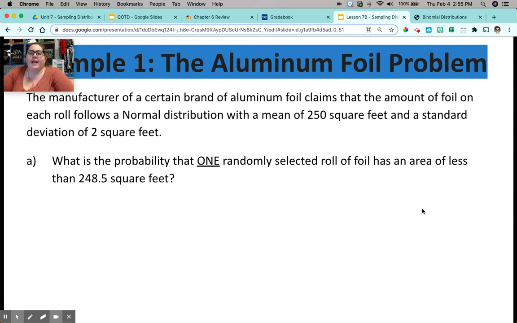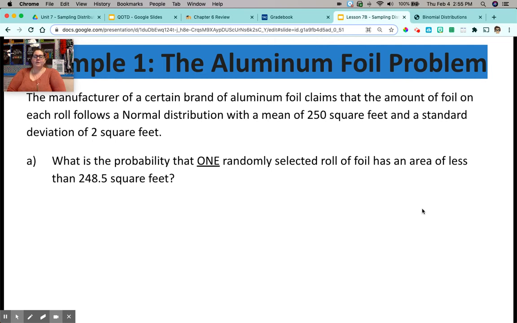So I started here with a kind of warm-up example. The manufacturer of a certain brand of aluminum foil claims that the amount of foil on each roll follows a normal distribution with a mean of 250 and a standard deviation of 2. We want the probability that one randomly selected roll has an area less than 248.5 square feet. So we're finding the probability for one single roll. I want you to think for a second about how we might solve this problem.